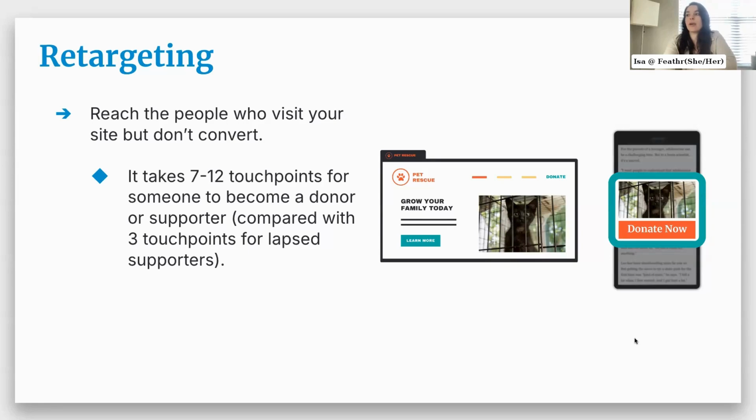This is much higher than the 3 touch points needed for a lapsed supporter, which is why those email mapping ads, for example, can be really impactful, because those are typically people that you have had some kind of relationship with before.